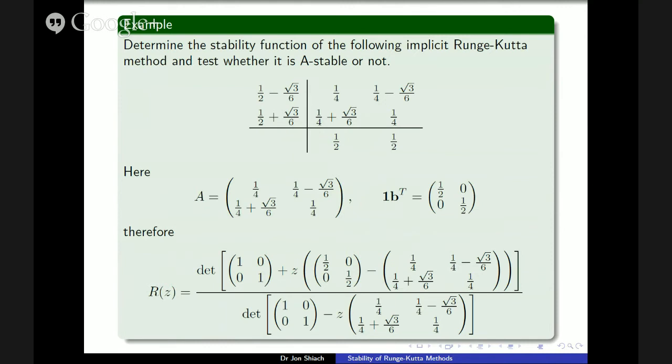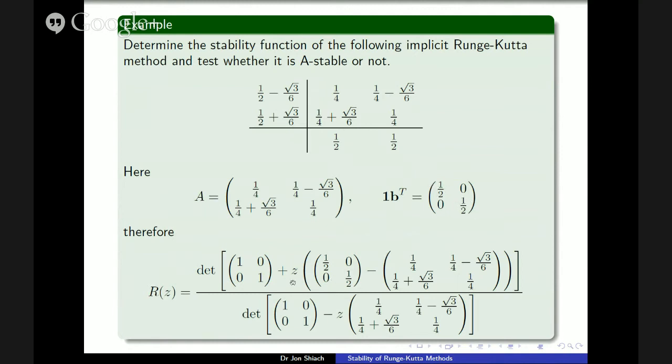Okay, A-stable method, implicit or explicit? Clearly implicit. Obviously, I wouldn't be going through it if it wasn't. Okay, so what we do, our A matrix is this quadrant up here. And remember that 1 times B transpose are the B values, which is in this case a half and a half, on the main diagonal.